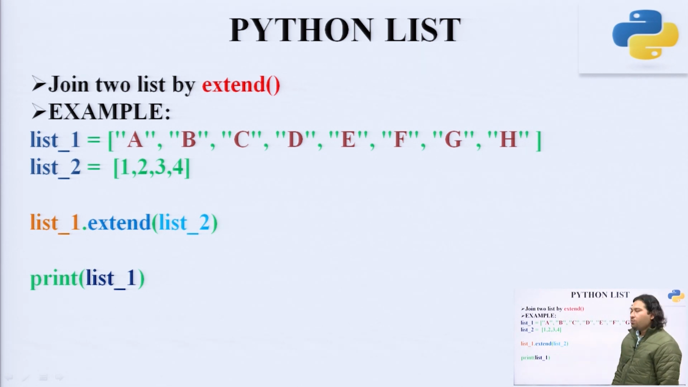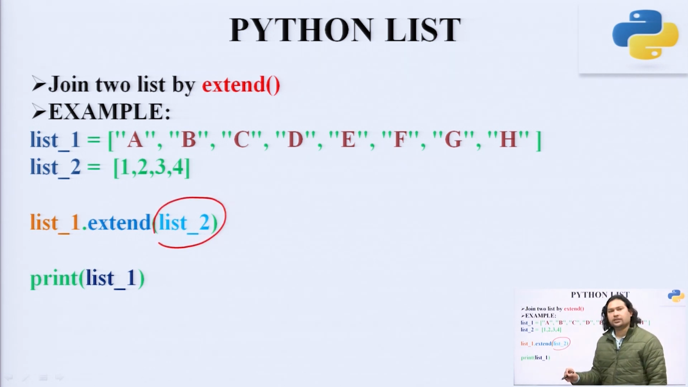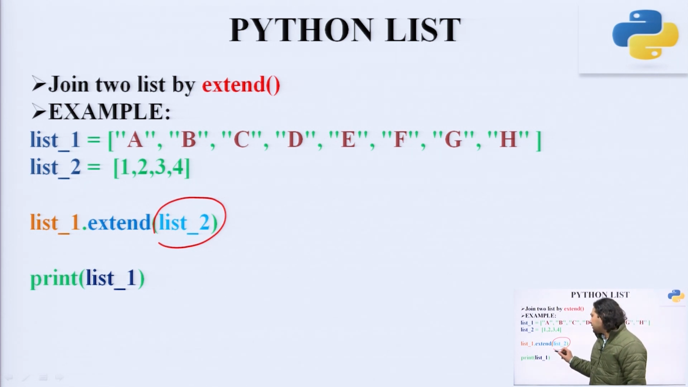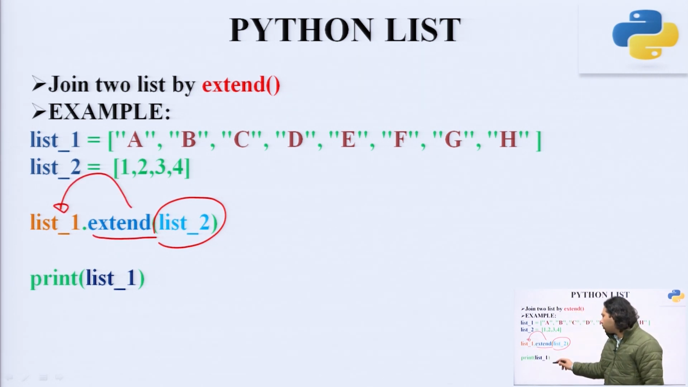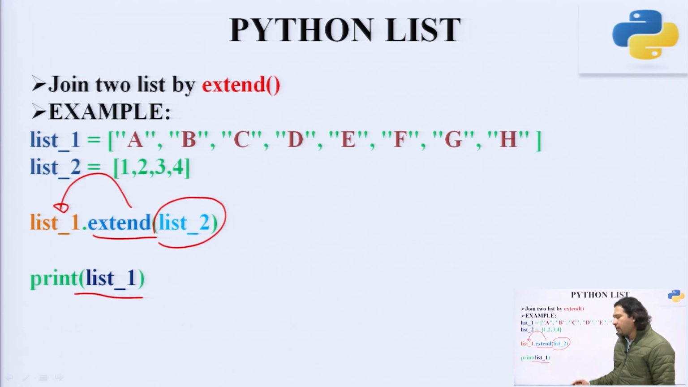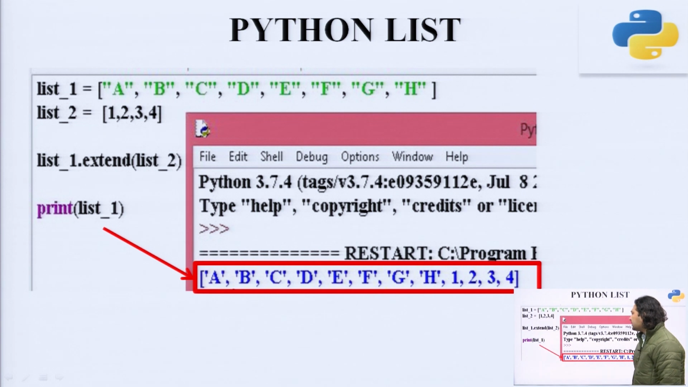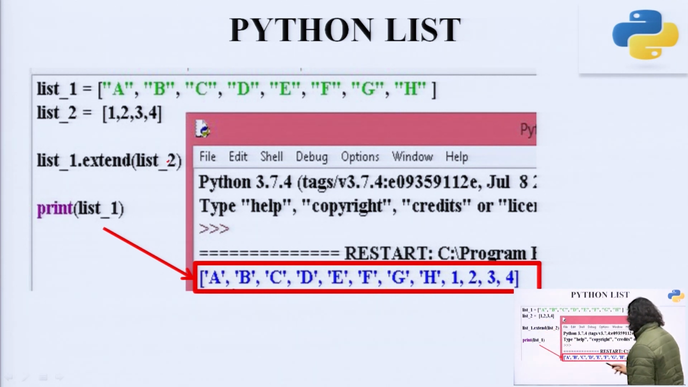You can also use the extend method to join the two lists. That means you can directly join one list with another. Again the principle remains the same as the append method, but the thing is that we are applying this method on list 1. That means list 1 will be updated by using extend. Here you can see that list 2 is extended to list 1 at the back.